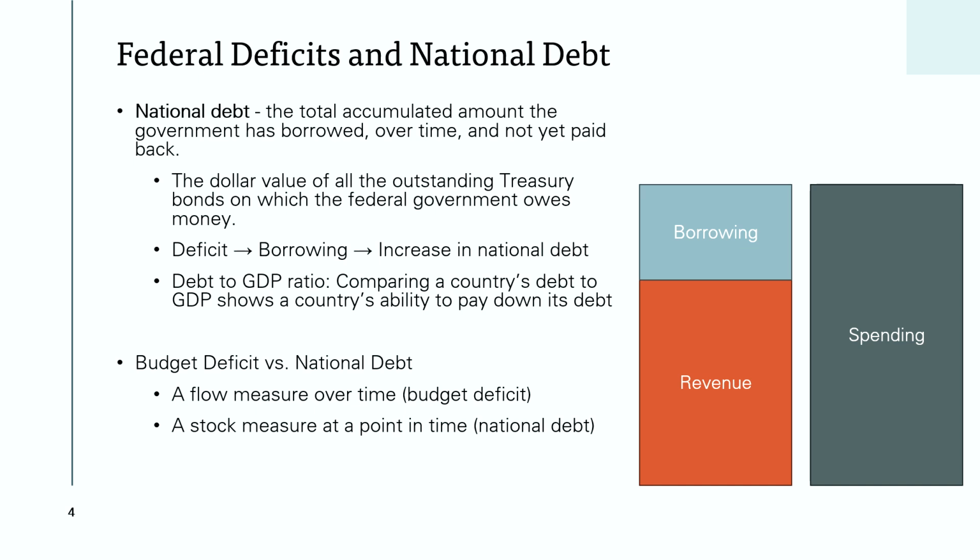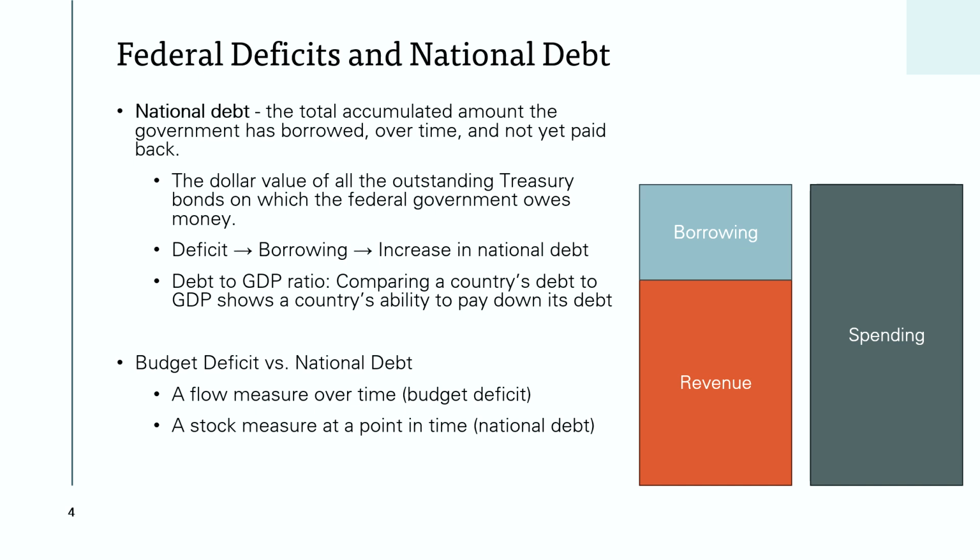It is common to hear the terms deficit and debt used interchangeably, but they are very different concepts. The budget deficit is a flow measure over time, looking at one year at a time. The national debt is a stock measure, the total accumulated amount that the government has borrowed over our entire history and has not yet paid back.